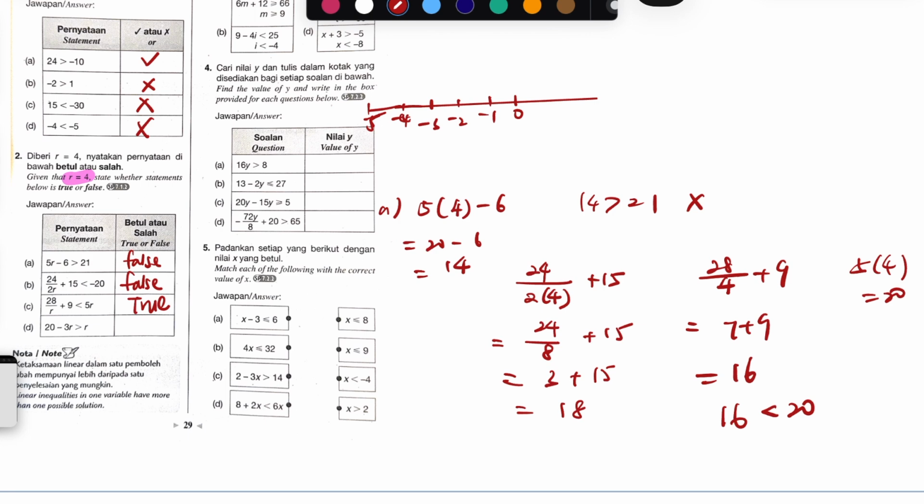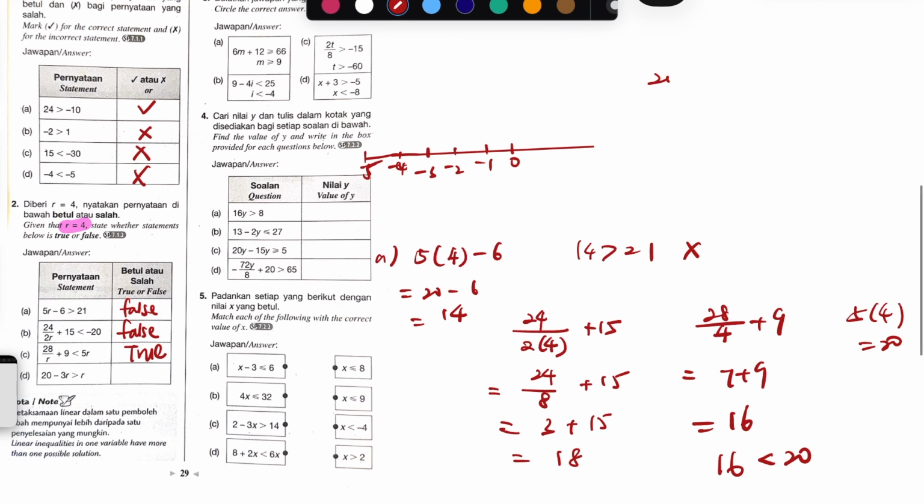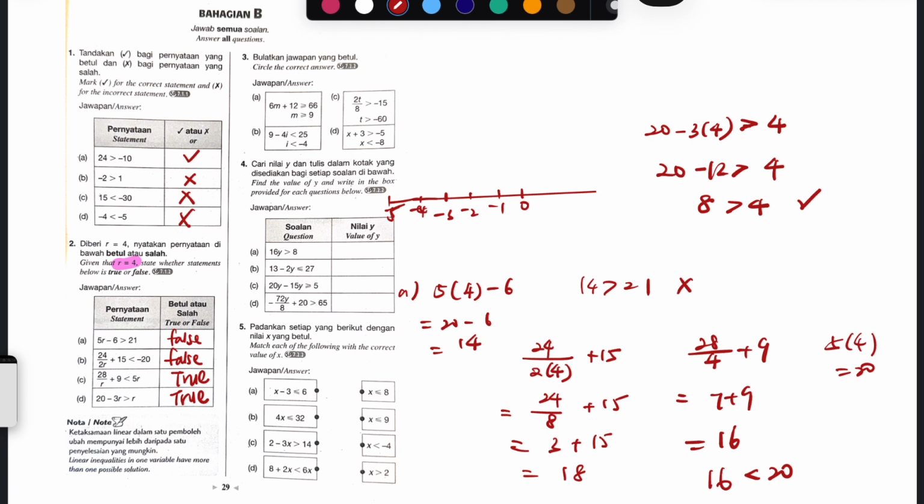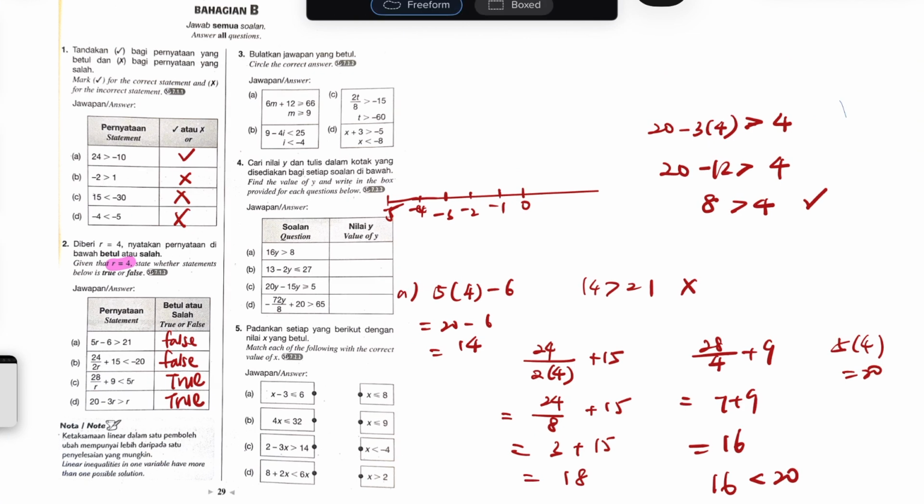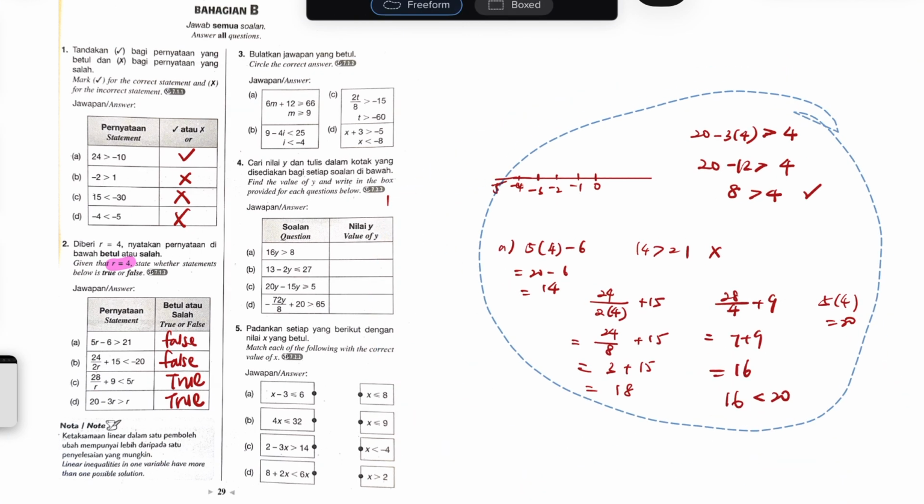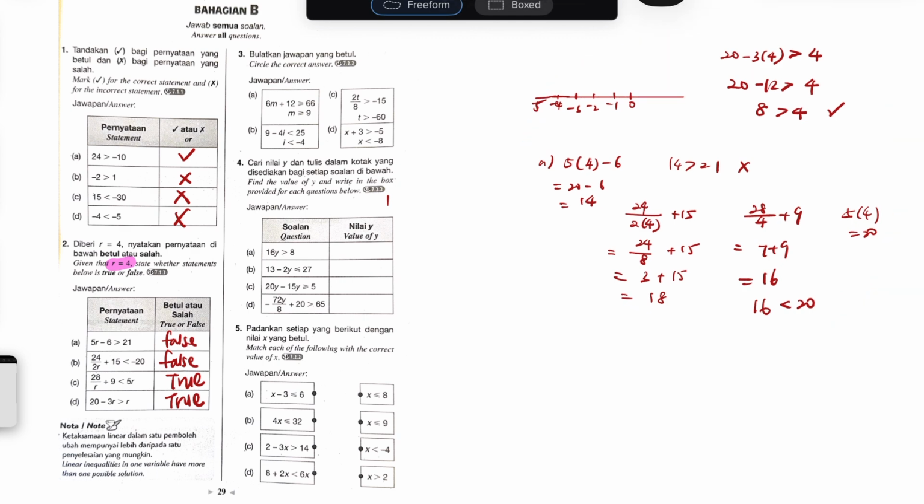Okay, so how about the D? The D is 20 minus 3 times 4, greater than R, which is 4. So 20 minus 12. So what do you get? This is 8. So 8 is greater than 4, right? The statement is correct, so it's true here. Okay, simple, right? Okay, so look at question number 3. All this working, I just made it smaller. I didn't delete it, so later you can refer.